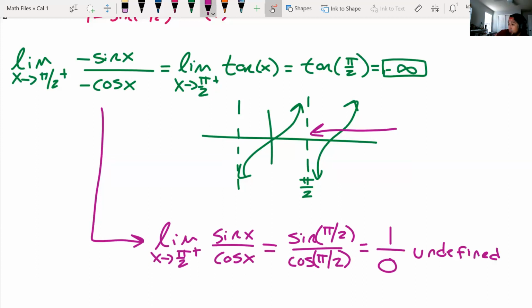So from here, you would think of the graph or whip out that handy dandy calculator. Because this is 0, what is that? Cosine at pi over 2 from the right side. Yeah, so that would be a negative 0, which would leave you at negative infinity.